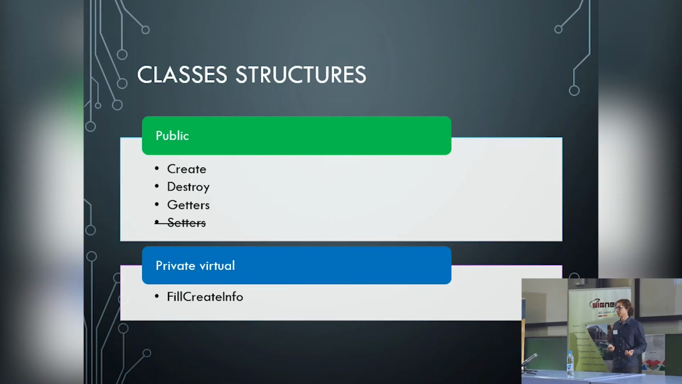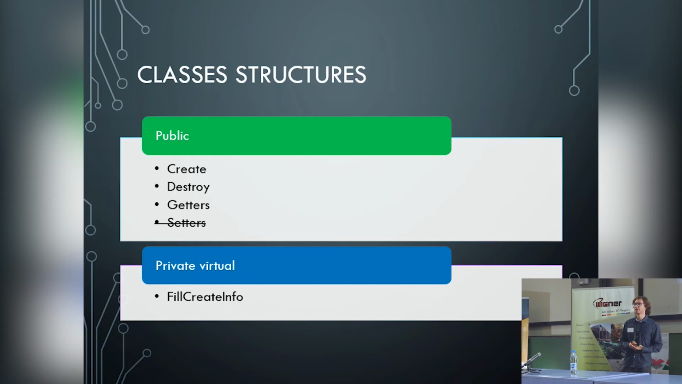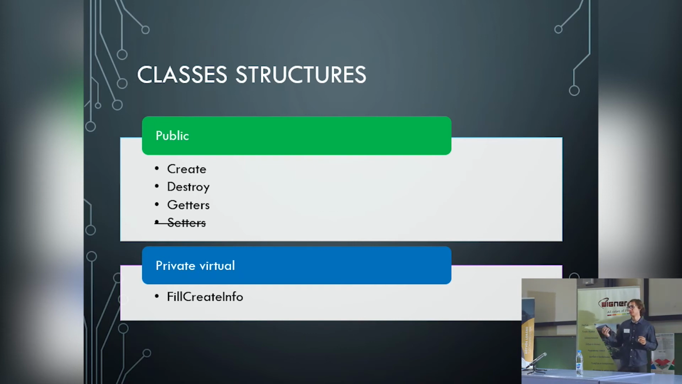The create function calls the virtual private fill create info functions. Those create infos have to be set up to create the new Vulkan objects. So I provide a virtual function for every different create info, and later you can configure everything through them. There are no setters because in Vulkan, if you want to change something, you have to tear down the whole Vulkan till the point you want to change and build it up again.